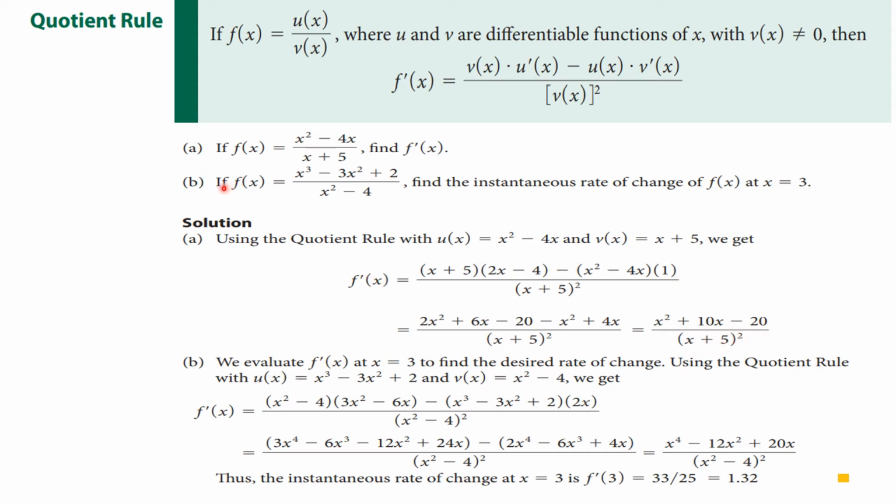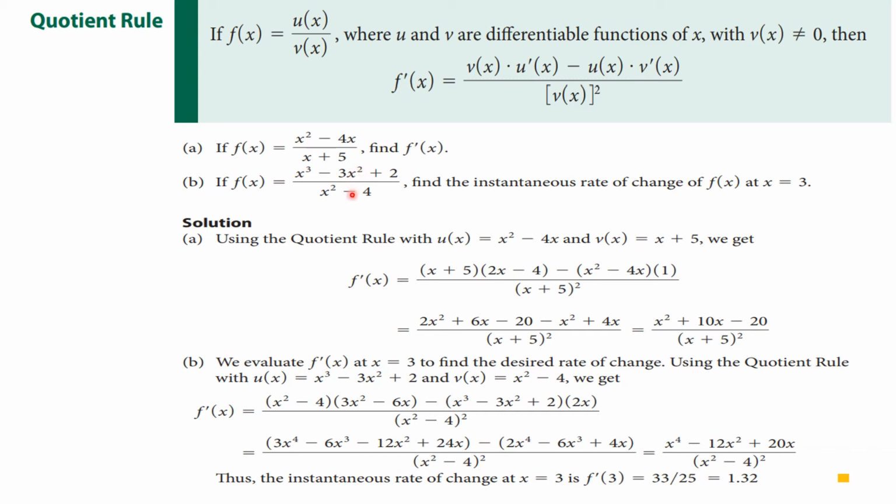Now the second question: if f(x) is equal to (x³ − 3x² + 2) divided by (x² − 4), you have to find the instantaneous rate of change of the function at x equal to 3. When we discussed differentiation in our first class, we found that the instantaneous rate of change is the derivative of that function. So here you are asked to find the derivative of this function.